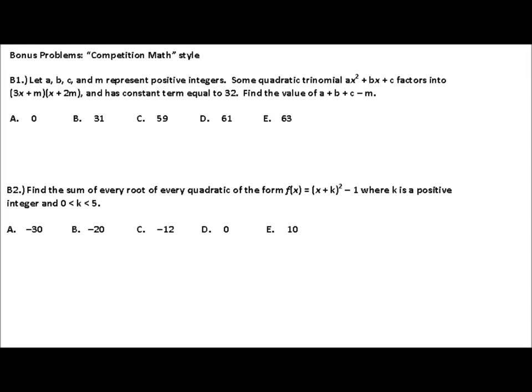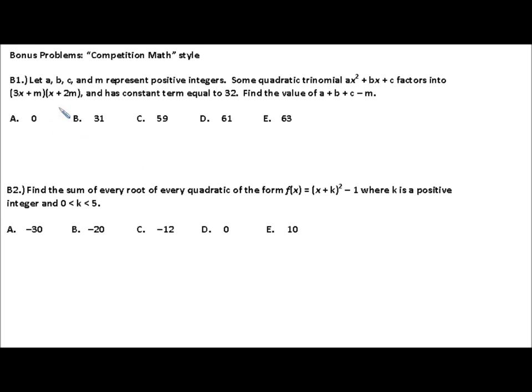Okay, these last two bonus questions came off the last quadratics test. Number one says let A, B, C, and M represent positive integers. So they're all positive numbers, no negatives. Some quadratic trinomial ax squared plus bx plus c factors into 3x plus m times x plus 2m, and it has a constant term equal to 32. I'm looking for the value of a plus b plus c minus m.